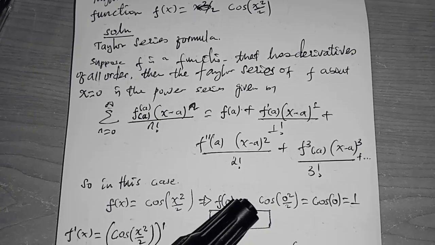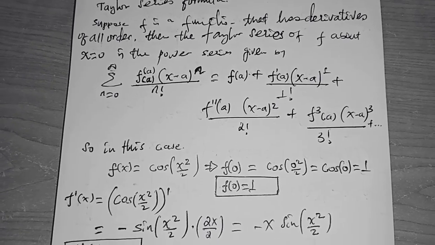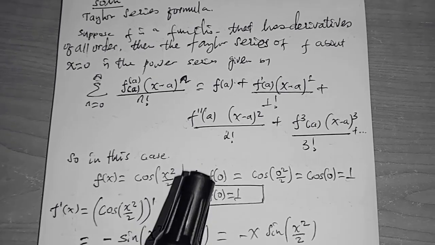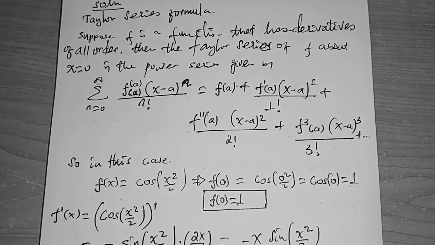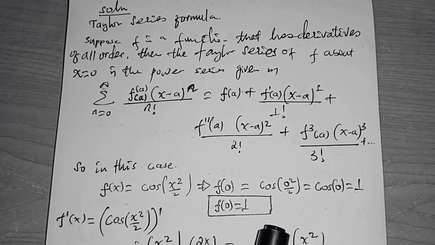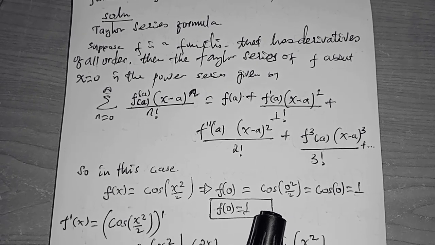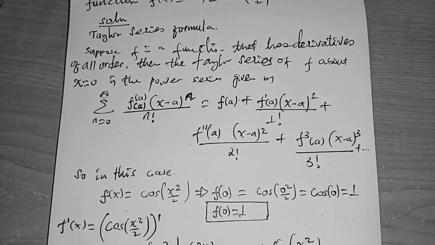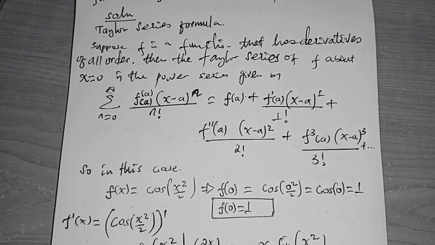In this case, since we have the function f of x equals cos of x squared over 2, we directly substitute first. When we substitute 0 in the place of x, f of 0 equals cos of 0 over 2, which is cos of 0, and cos of 0 equals 1, so f of 0 equals 1.